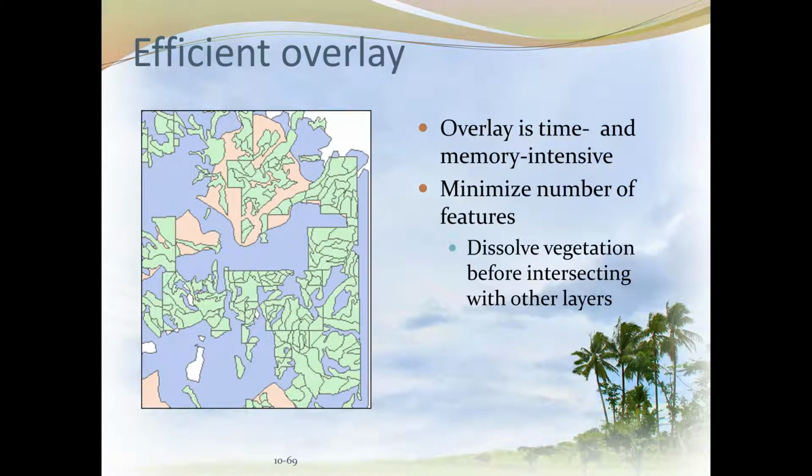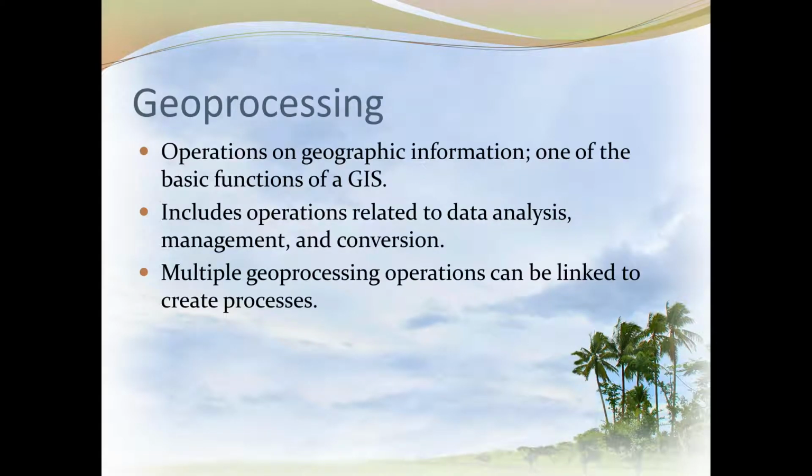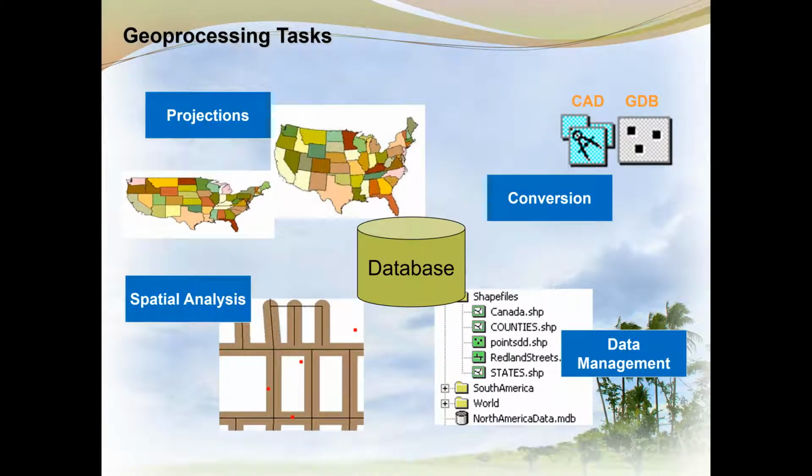So, efficient overlay. Overlay is time and memory intensive. Minimize the number of features. Dissolve vegetation before intersecting with other layers. So geoprocessing: all of these we mentioned are geoprocessing. It is the operations on geographic information, one of the basic functions of a GIS, and it includes operations related to data analysis, management, and conversion. Multiple geoprocessing operations can be linked to create a process. So here, the geoprocessing tasks we can do are projection, conversion, spatial analysis, and data management.